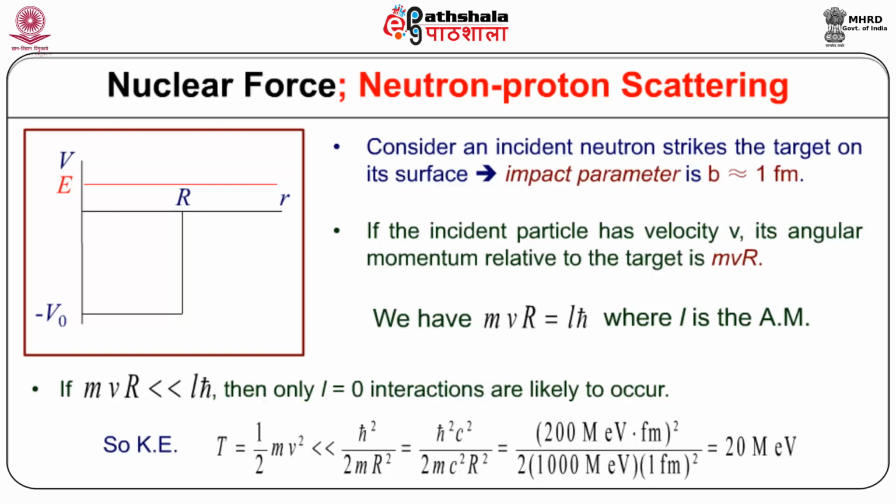Consider an incident neutron strikes the target on its surface with impact parameter B around 1 Fermi. If the incident particle has velocity v, its angular momentum relative to the target is mvr. Now mvr is equal to L h bar, where L is the angular momentum. If mvr is very much less than h bar, then only L equal to 0 interactions are likely to occur. So kinetic energy T, equal to half mv squared, is very much less than h bar squared by 2 m r squared. If we put in the values, we get a kinetic energy of about 20 MeV.